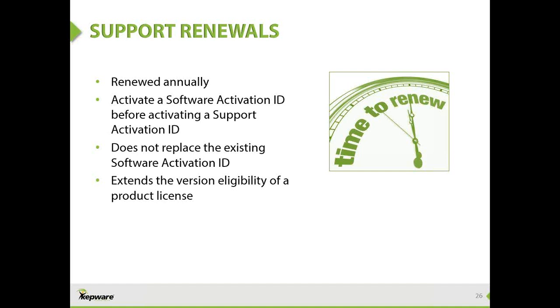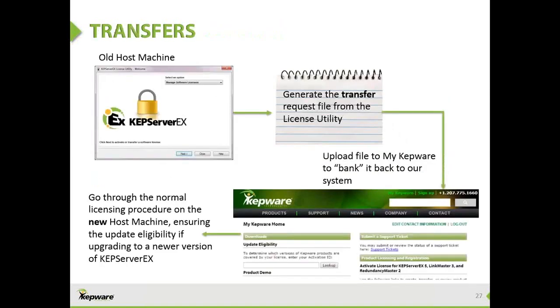So in my demo example, my version eligibility went through August of 2016. Once it gets to August of 2016, I'm going to purchase a support activation ID. It's a fraction of the cost of the original purchase that I made, but it'll extend my eligibility so I can get new version updates. And again, contact your distributor. If you're an international customer, we can let you know who your regional distributor is, or contact Kepware directly to get a support renewal.